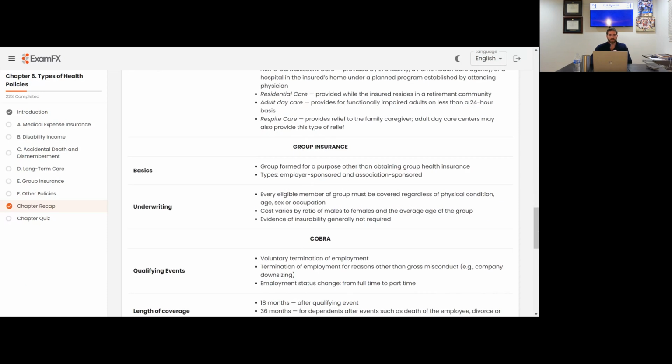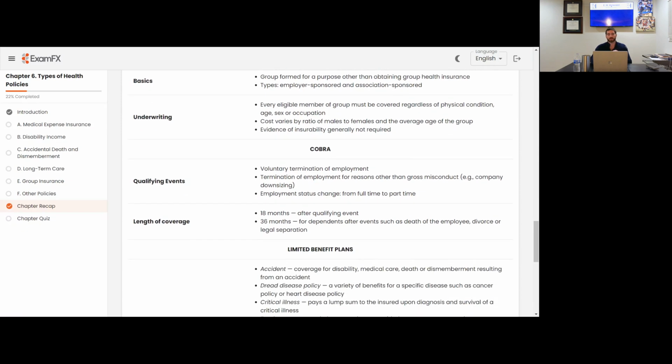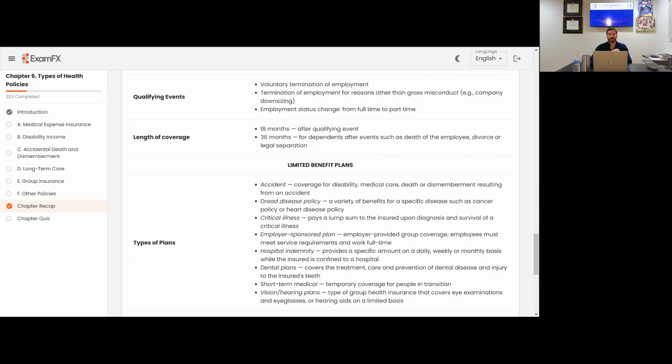And again, with group insurance, they're looking at the group, law of large numbers. You're not really going to have to provide any kind of insurability because it's a big group. Know the COBRA, know that it's a voluntary termination. And really, guys, that's kind of the base of what you'll have to know.